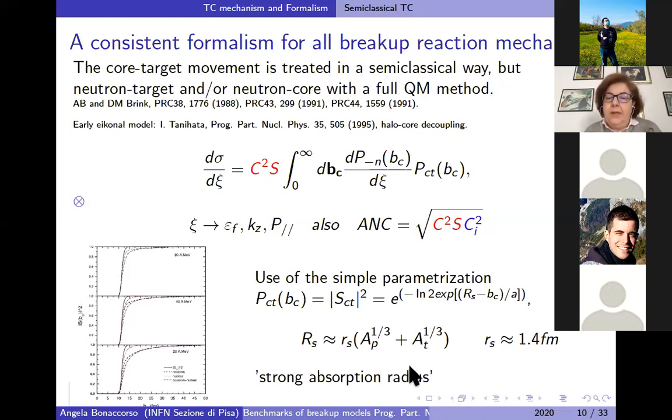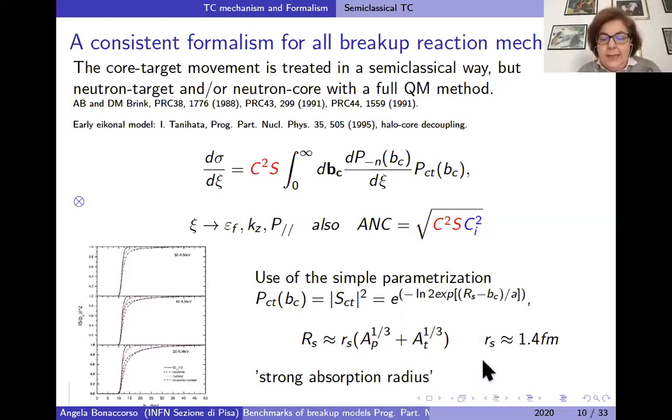It is very well known that a good approximation is something like the sum of the radii of the two nuclei, but with a large parameter, because this has to be more or less the grazing situation. So it's a little bit larger than the grazing. Then there is the probability that the neutron is emitted. I'm going to tell you in a moment.